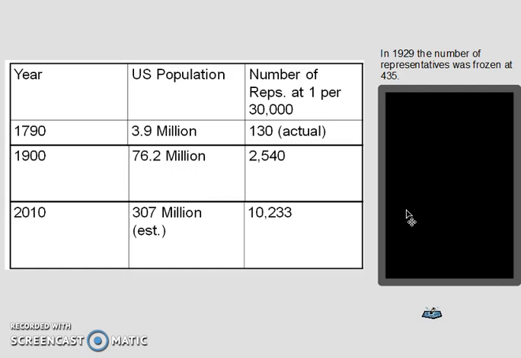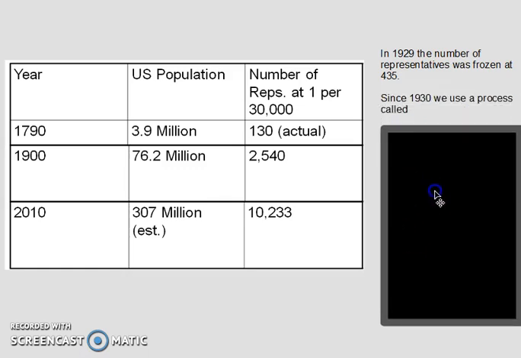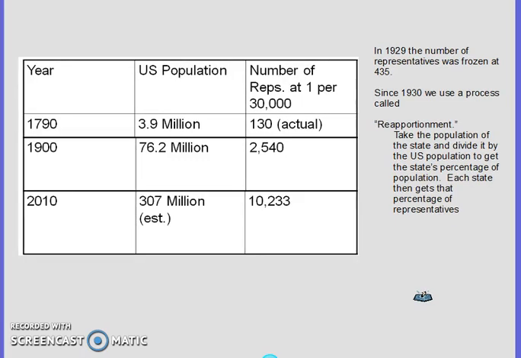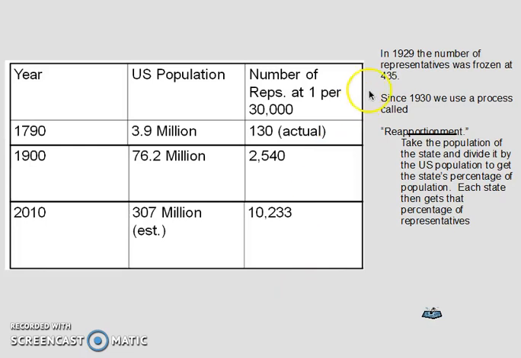So now when we added new states or more people came, we couldn't simply create more representatives. We had to go through a process called reapportionment. What reapportionment means is that each state gets a number of representatives based on its portion of the population. So roughly speaking, if we had 10% of the population, you would get about 43 representatives, or 44, depending on how it broke. So we can no longer just give them away, we now do it as a percentage basis.